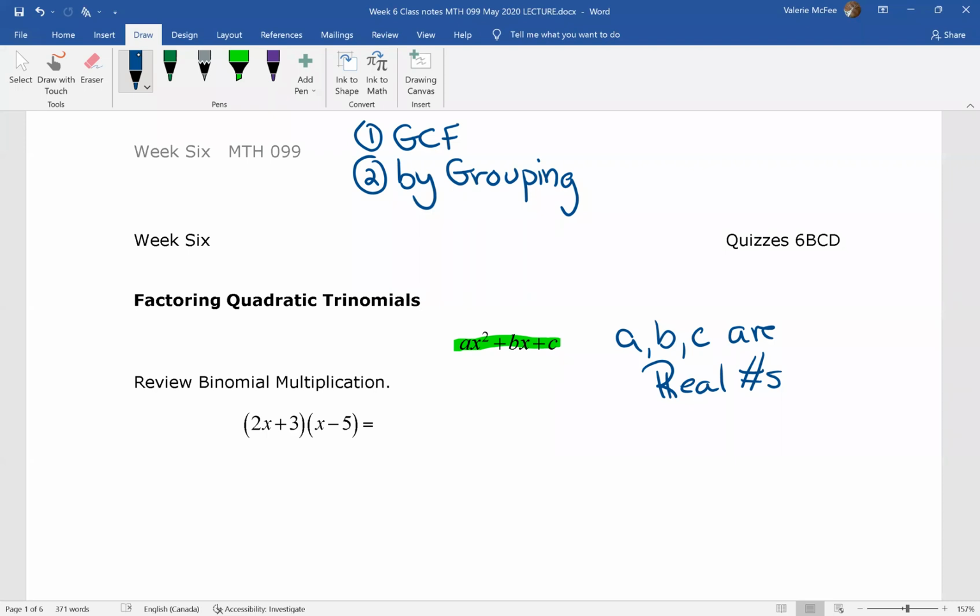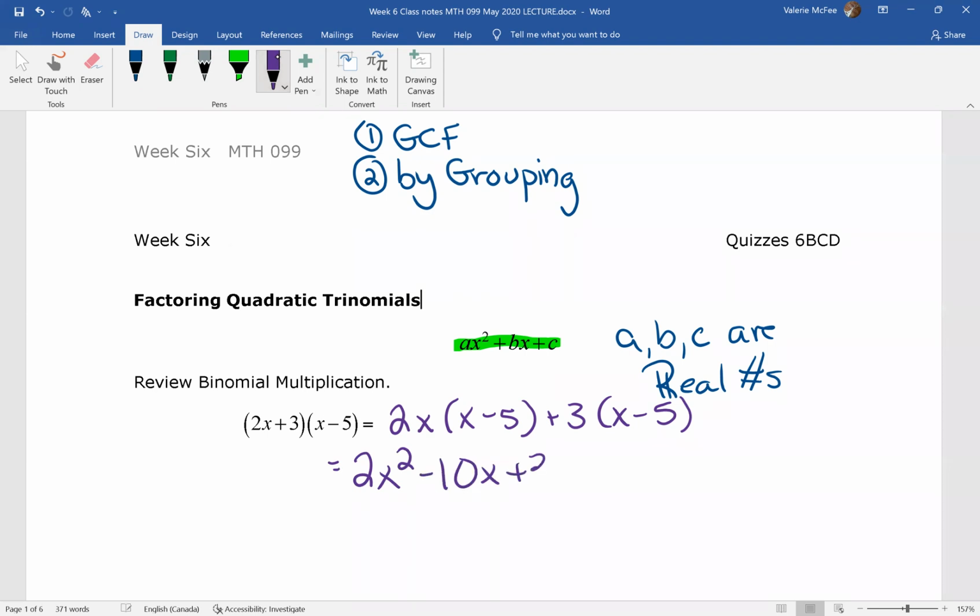Before we factor, let's review binomial multiplication. We have 2x plus 3 times x minus 5. So we're going to say 2x times the second bracket plus 3 times the second bracket. Use the distributive property to open our brackets, and then combine like terms.